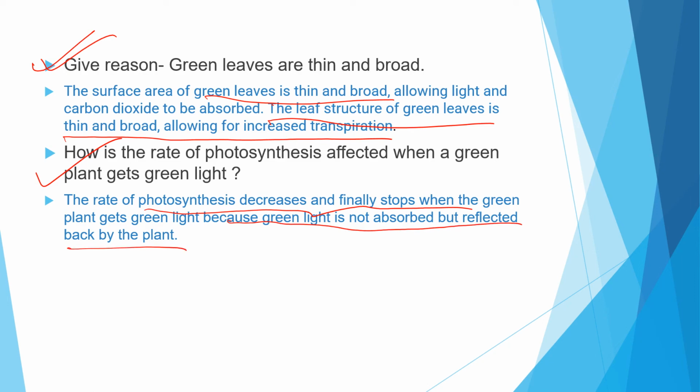So the photosynthesis first decreases and then it completely stops, as the green light is not absorbed and is being reflected back. So you can't replace the sunlight with a green light. It's not happening like that. Is it clear? So the rate of photosynthesis will decrease and then it will stop.